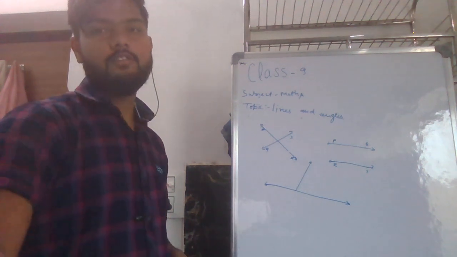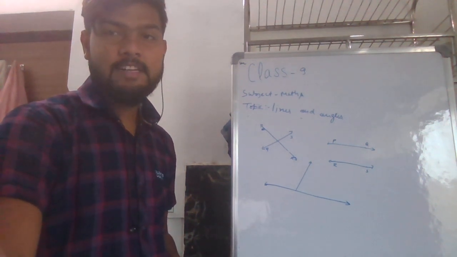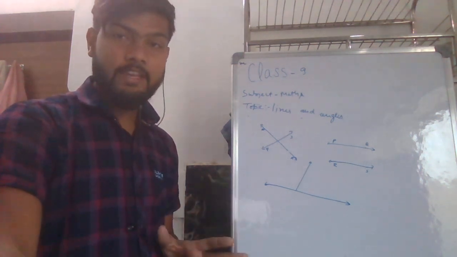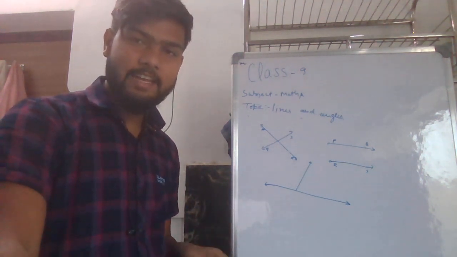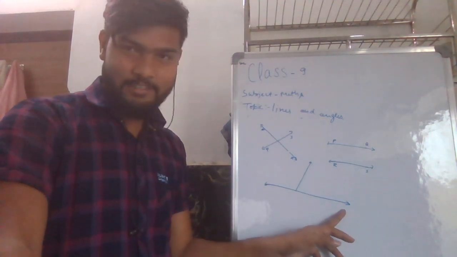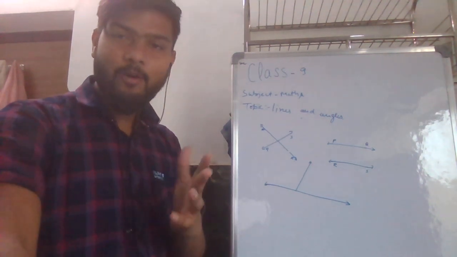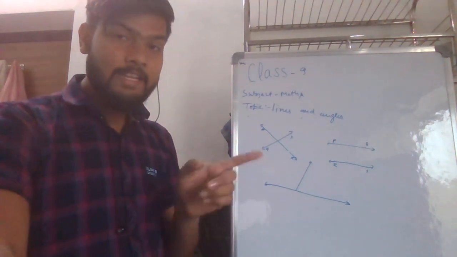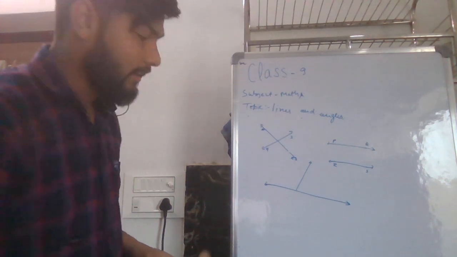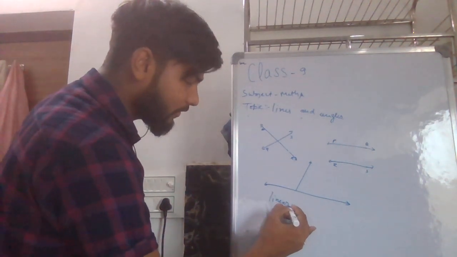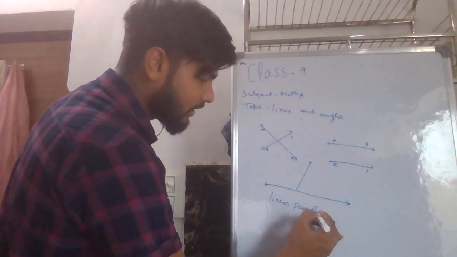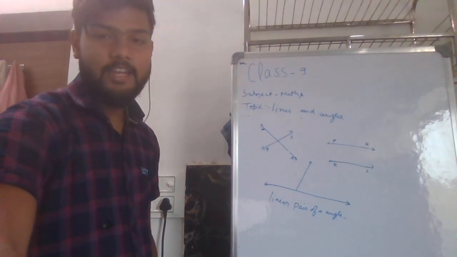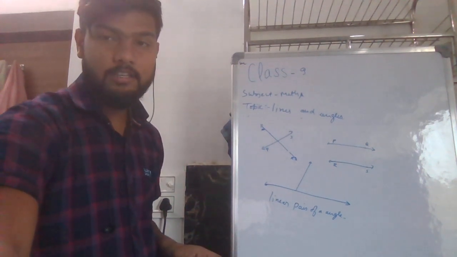Very good. Now let's discuss the explanation part. If a ray stands on a line, then the sum of the two adjacent angles so formed is 180 degrees. So this is 180 degrees, and when the sum of two adjacent angles is 180 degrees, then they are called a linear pair of angles. I hope everyone is clear. Please note this down in your notebook.